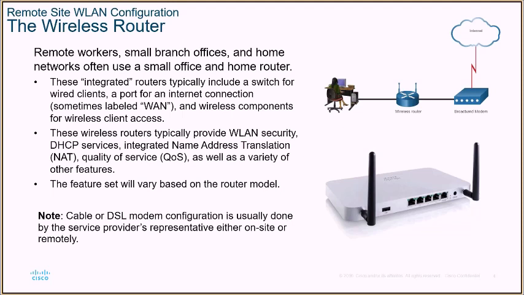So these wireless routers typically provide wireless LAN security, DHCP, network address translation, NAT, quality of service, as well as a variety of other features. The feature set will vary based on the router model. Cable or DSL configuration is usually done by the service provider's representative, either on site or remotely before it's delivered.